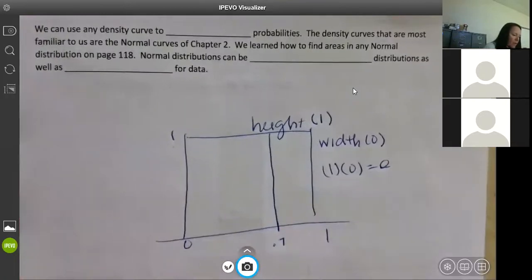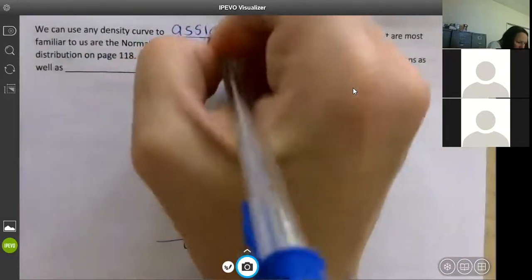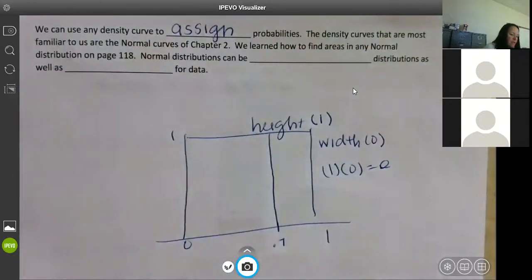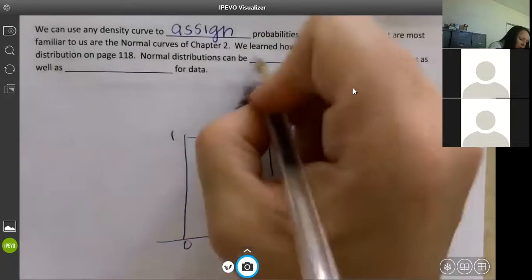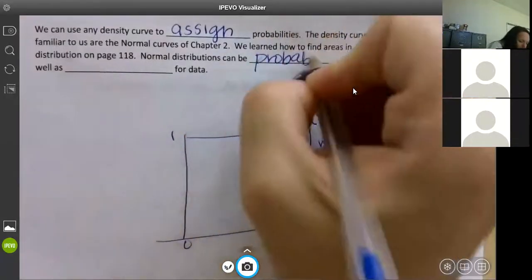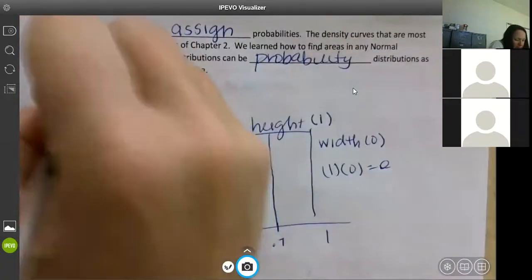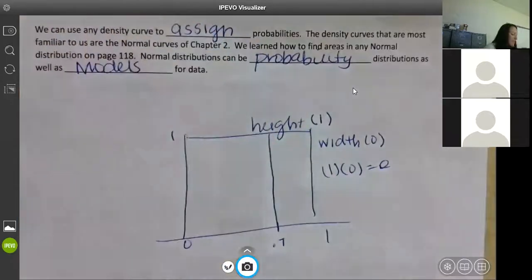All right. We can use any density curve to assign probabilities. The density curves that are most familiar to us are the normal curves of chapter 2. We learned how to find areas in any normal distribution on page 118. Normal distributions can be probability distributions, as well as models for data.